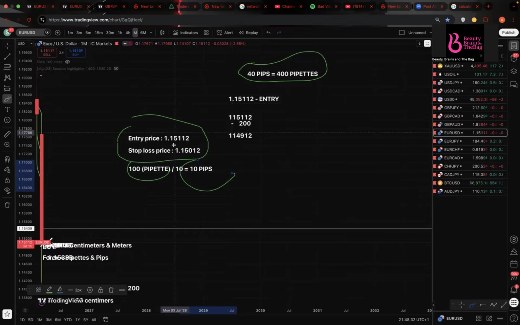Sometimes the last two digits can be the pipettes. Some of them, there will be no pipette itself. Some of them, the last digits will be the pipettes. You understand? So just keep that in mind. Also for gold, for some brokers, the last digits are the pipettes.